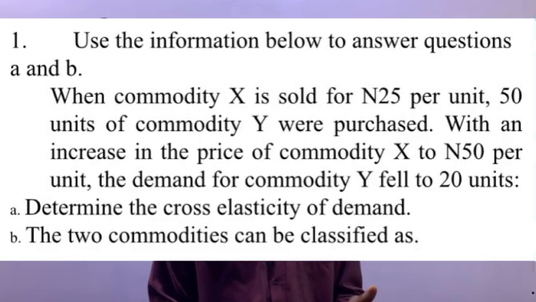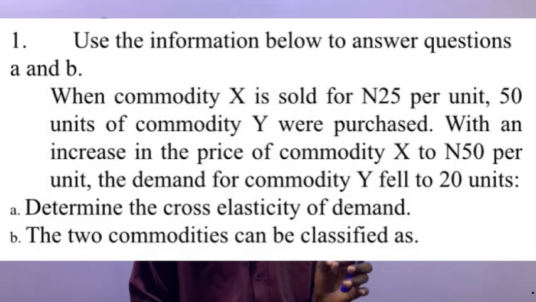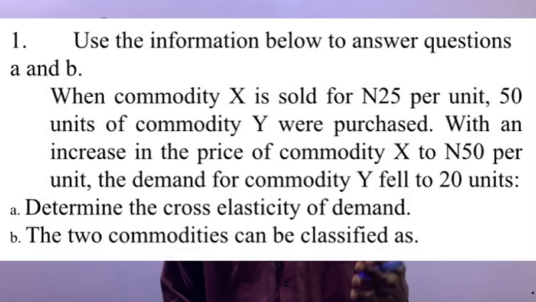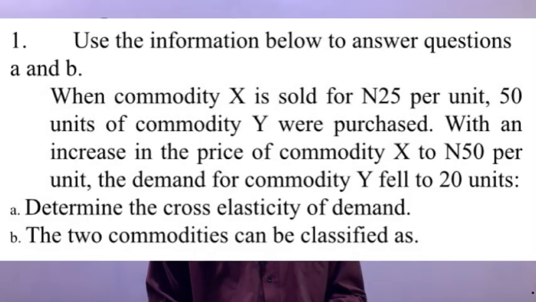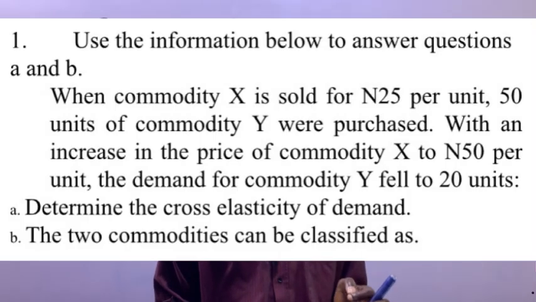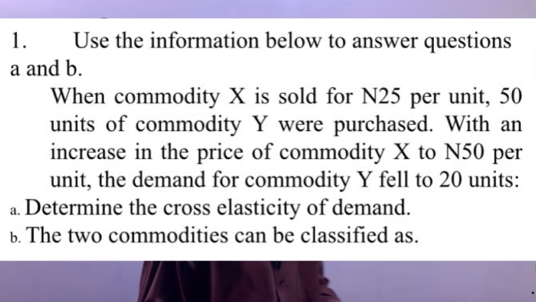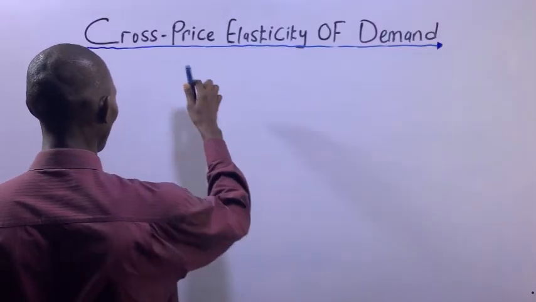Then we are asked to determine the cross elasticity of demand. That's getting the elasticity coefficient, the cross price elasticity coefficient. Then B, the two commodities can be classified as, that's interpreting the cross price elasticity coefficient that we've gotten. That's what that means. So let's do justice to the question.